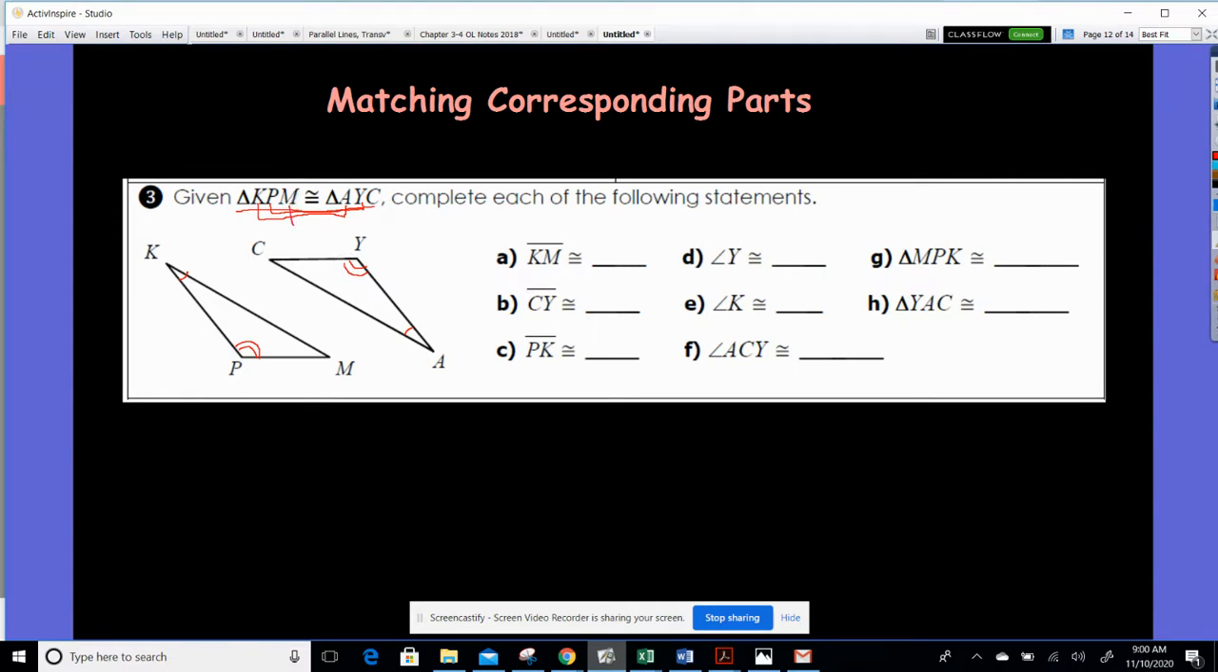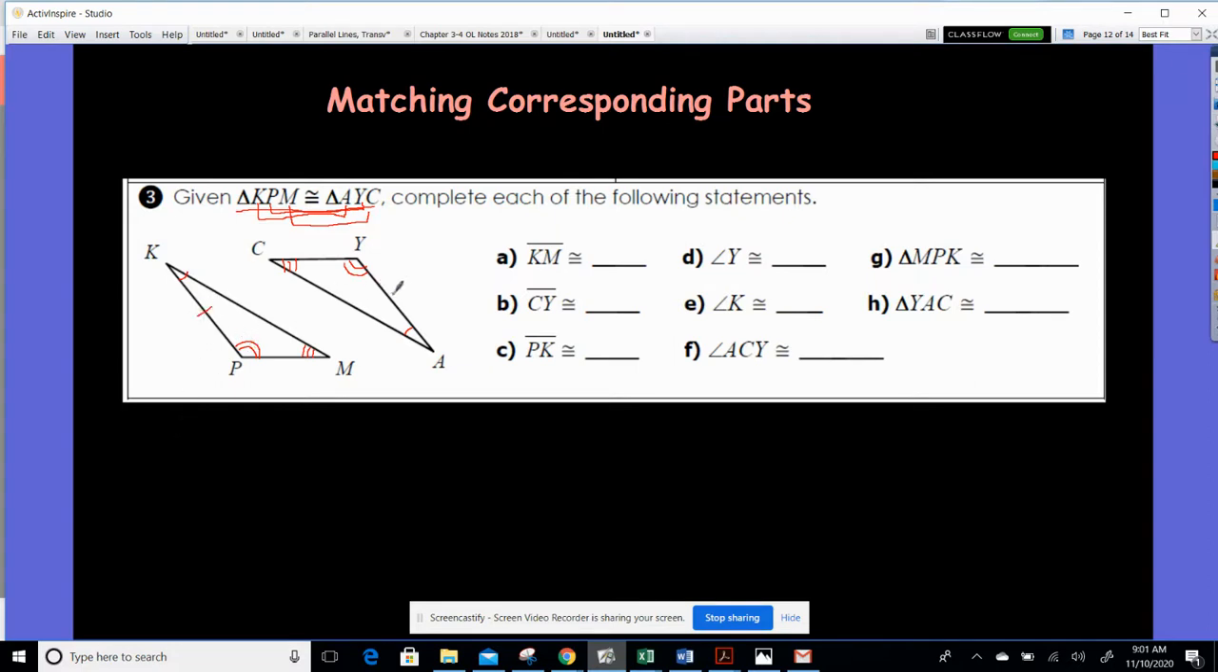That leaves me with the last letter, M and C. So M corresponds with C, so I'm going to put 3 marks on M and 3 marks on C. I can then match which sides are corresponding. I can look at the statement up here, or I can just now look at these marks. So if I look at KP, side KP is between K, which has 1 mark, and P, which has 2 marks. I'm going to put 1 mark in between those.